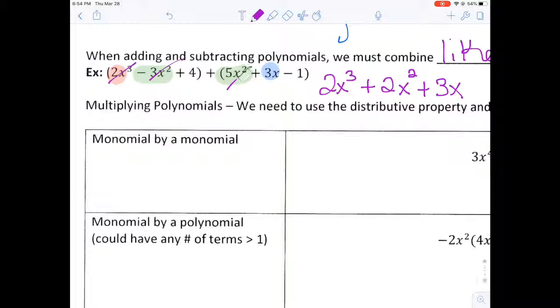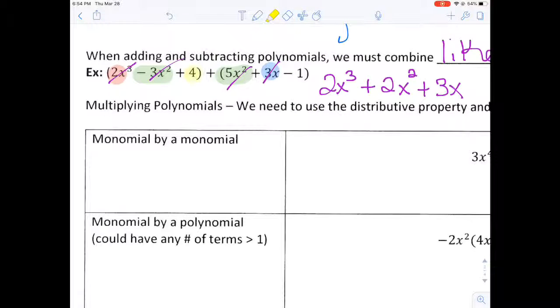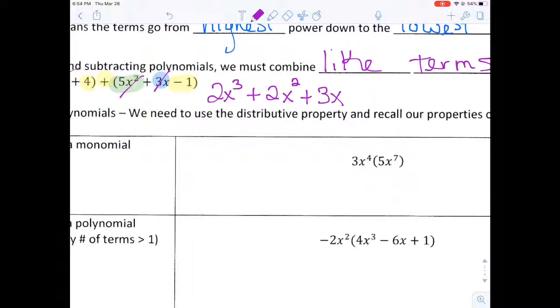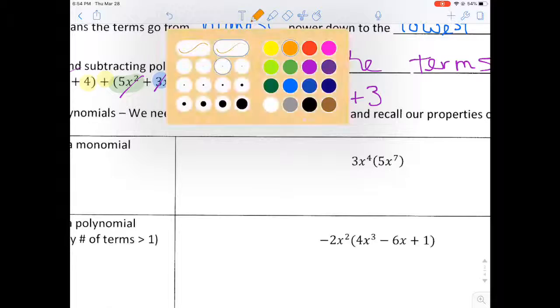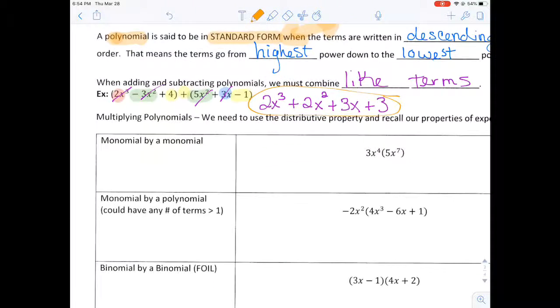All right, now I've used those two. I've used 3x. And lastly, I see 4 as a constant and negative 1 as a constant. So I'm going to add those together because this tells me to add. So 4 plus negative 1 would give me positive 3. So this here is my new polynomial that I got from adding those two polynomials together. So you're just combining like terms, and remember, like terms have to be the same variable raised to the same power.